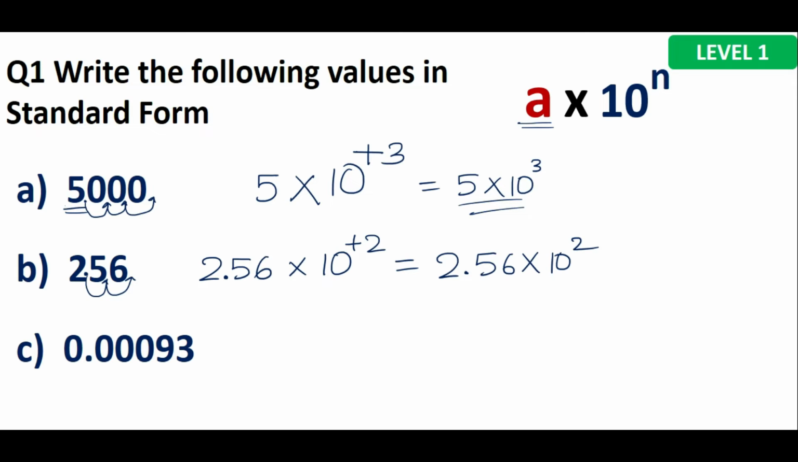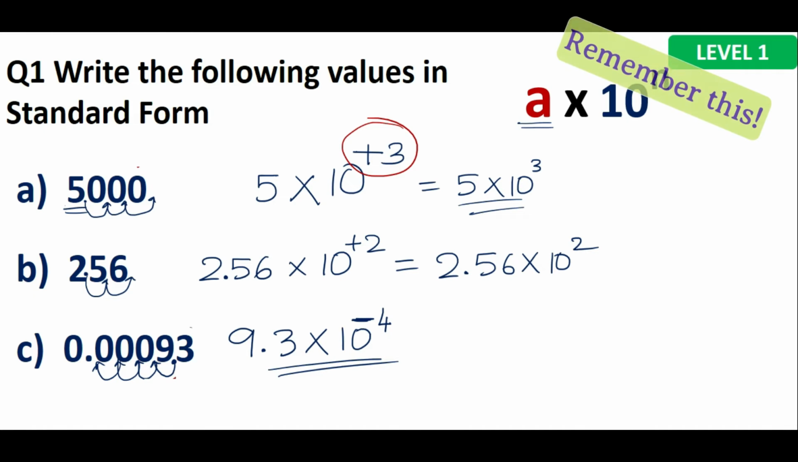Here the value for a should be 9.3, which is less than 10. And you can see that from 9.3, now my decimal is here when I took 9.3, and I have to go back 1, 2, 3, 4. So I have to go back 4 times to the left. So it's negative 4. This is the answer.